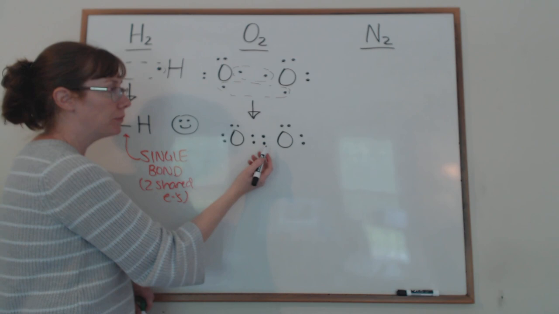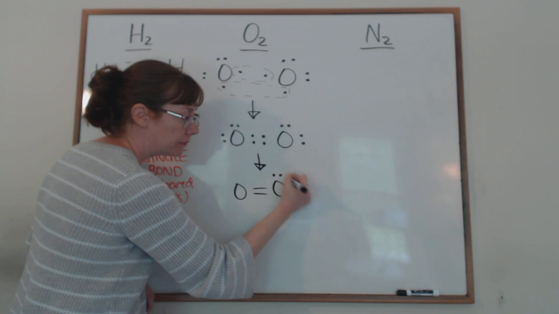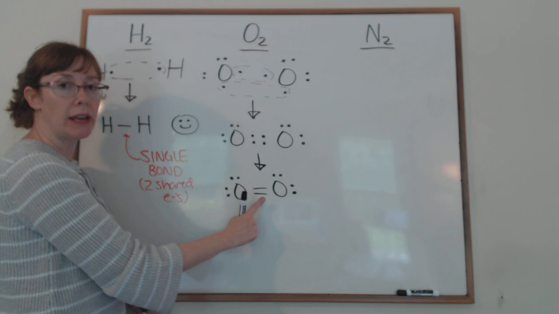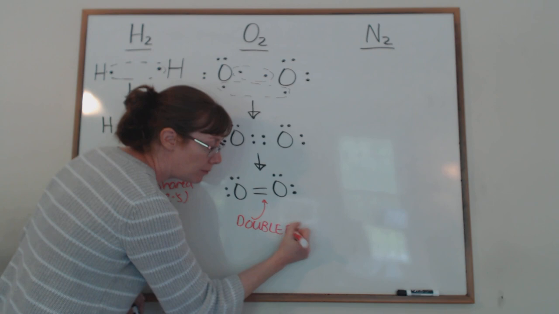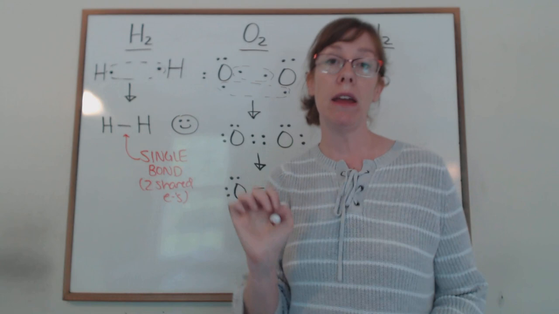So let me go ahead and show you. Normally, the mature way of writing it would be like this. And that's how I would want you to write it if asked on an exam. I want you to use the dashes. That's what everybody uses. This here is called a double bond. And I'm not even going to write it, but it represents two pairs of shared electrons. Two pairs of shared electrons.